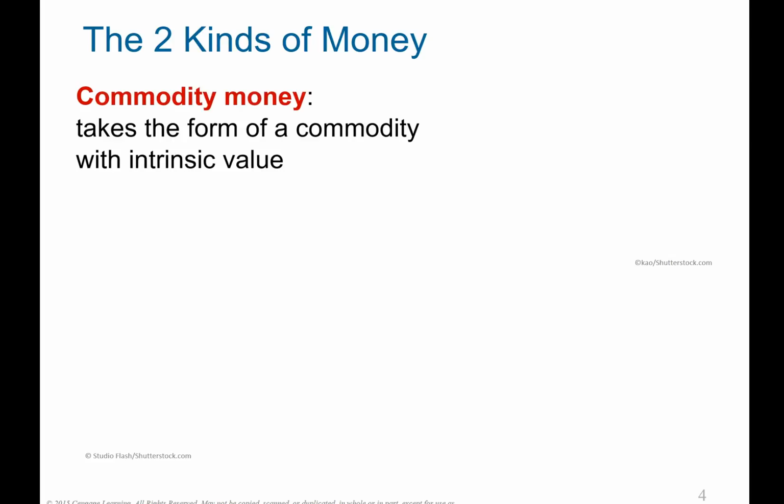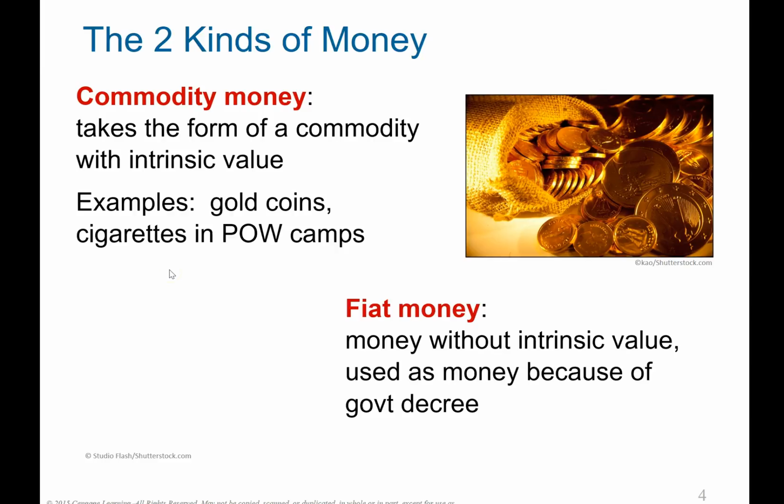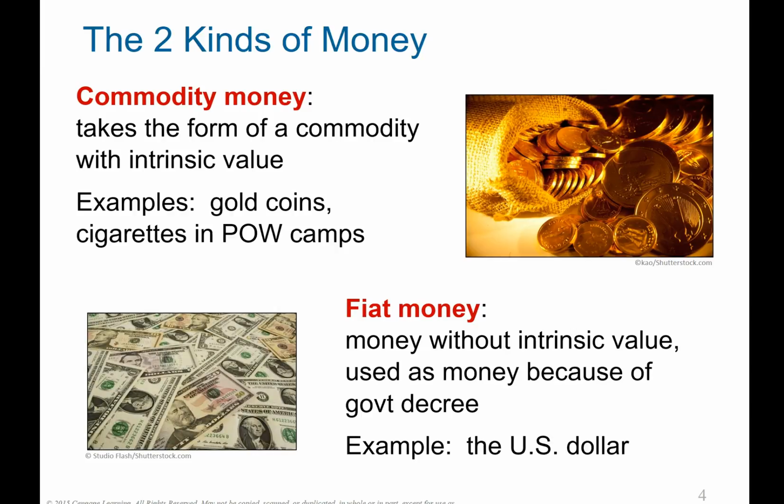The two kinds of money that we typically understand are commodity money, which is something that has intrinsic value. So a commodity, silver, gold, cigarettes, like they explain in the book, where commodities are being exchanged and used as money. Some examples here would be gold coins and cigarettes in POW camps. And then there's also fiat money, which is money by government fiat. It's by government order that it has value. It does not have intrinsic value, but because the government decrees that it should, then it has value. And so the US dollar would be a good example of fiat money.